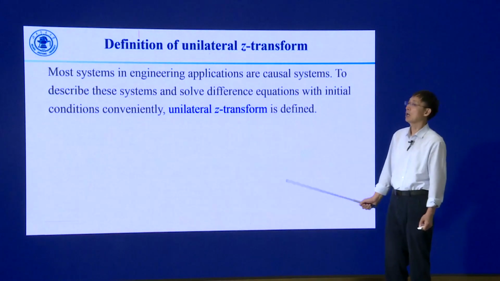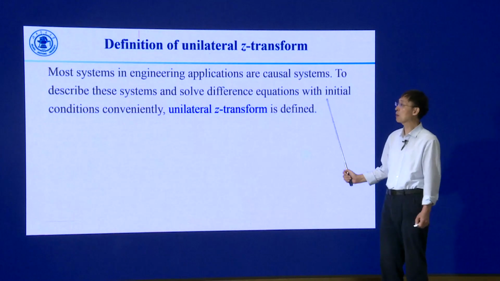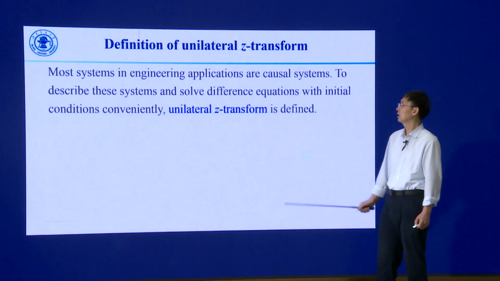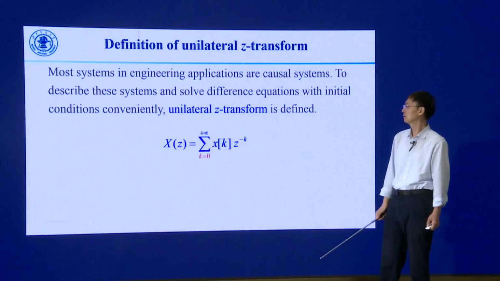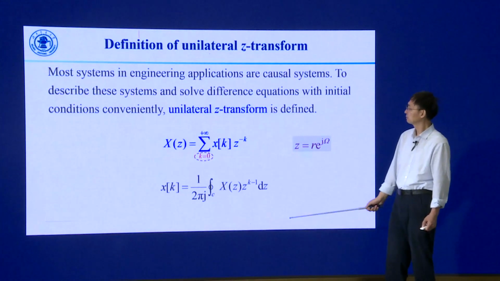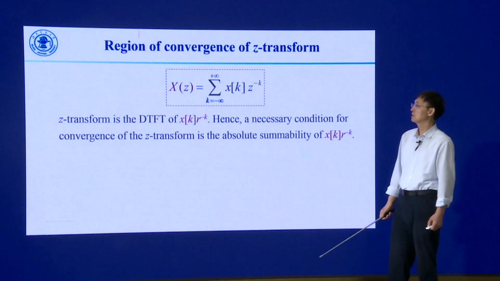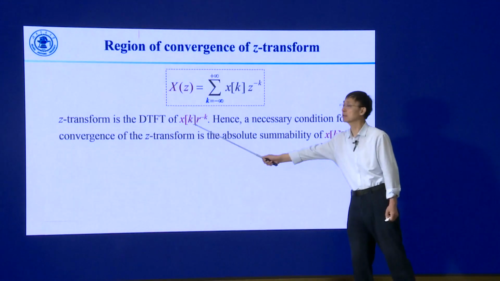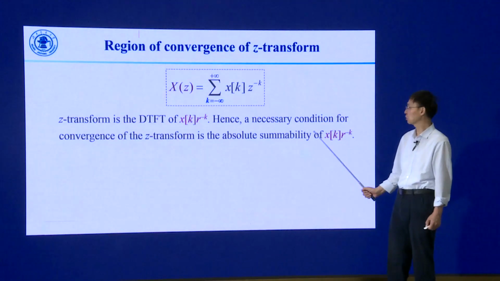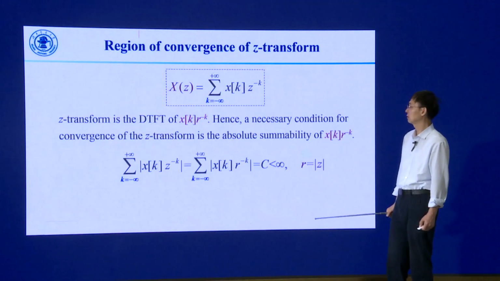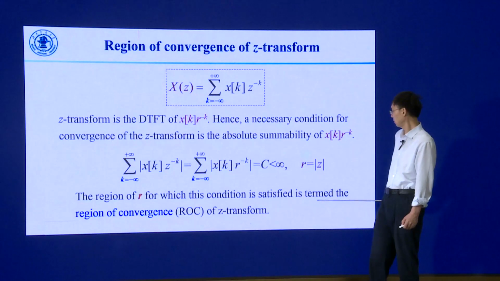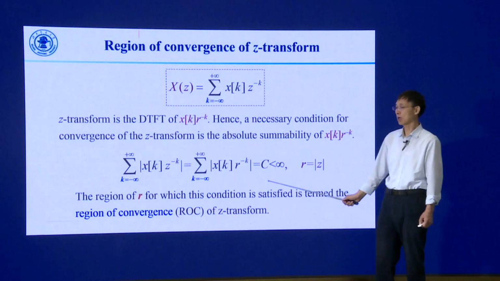Most systems in engineering applications are causal systems. To describe these systems and solve difference equations with initial conditions conveniently, the unilateral Z transform is defined. This is the definition for the unilateral Z transform. Z transform is the DTFT of this signal. Hence, a necessary condition for convergence of the Z transform is absolute summability of this signal. The region of r for which this condition is satisfied is termed the region of convergence. We call it ROC.